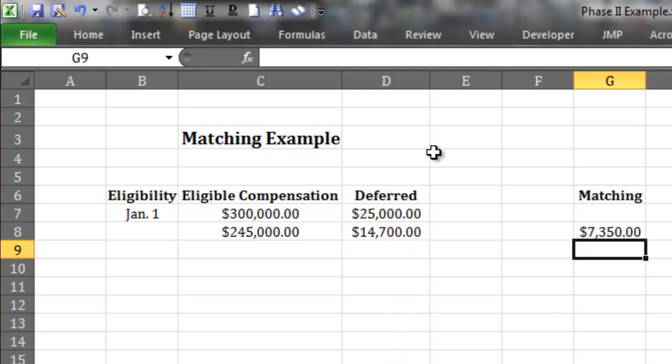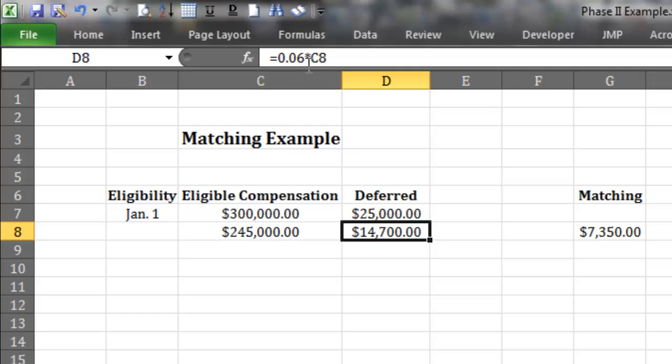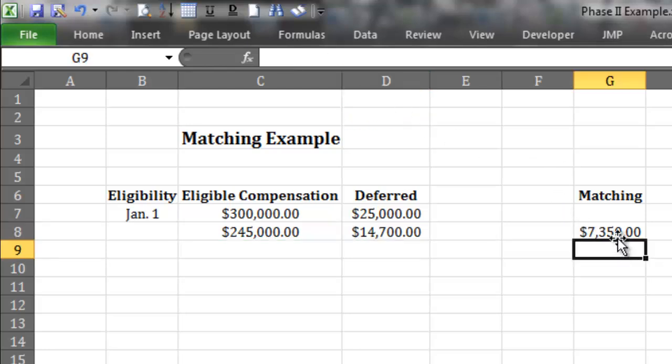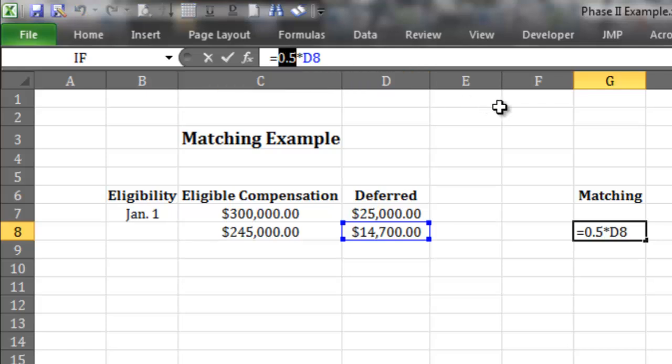Again, you would want to externalize some of your key calculations, like in this cell I would want to externalize the 6%, maybe put it up in a cell right here. I'd want to externalize in this cell the 50 cents on the dollar, maybe put it in a cell about here and refer to that cell rather than typing the 50 cents in the actual cell here.